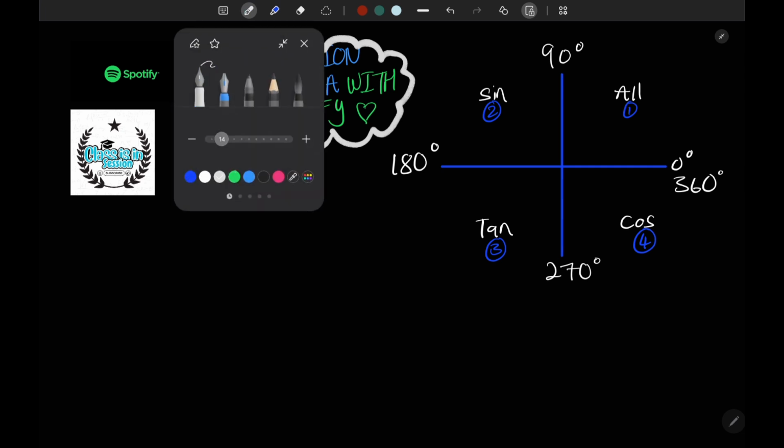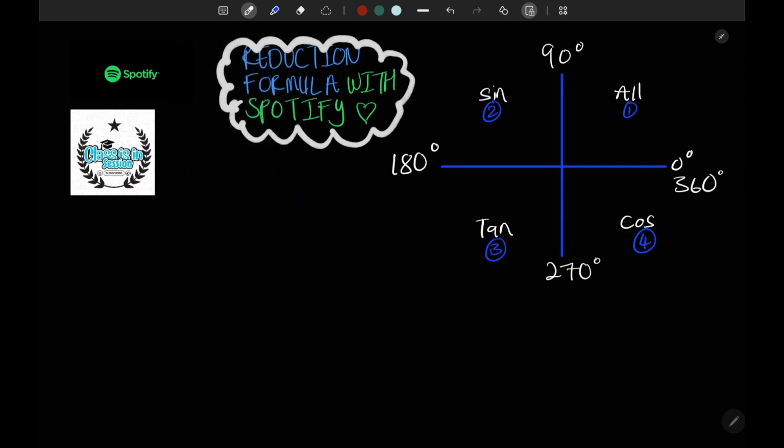So in this video, we'll update our CAST diagram. The first step, in the second quadrant, draw a little arrow and write 180 degrees minus theta. And in the third quadrant, draw a little arrow and write 180 degrees plus theta. And lastly, in the fourth quadrant, draw a little arrow and write 360 degrees minus theta. This is your updated CAST diagram.